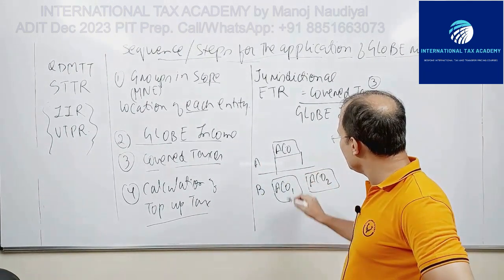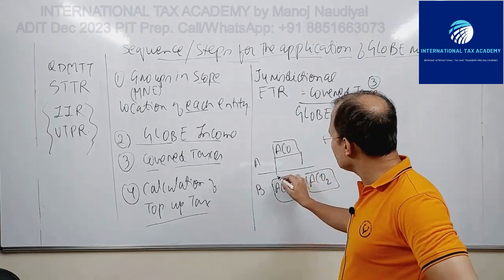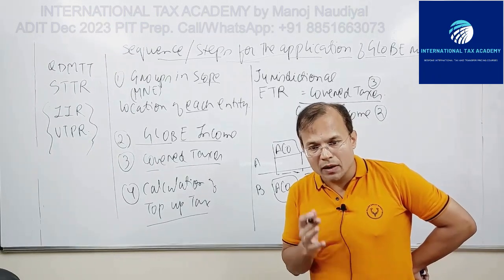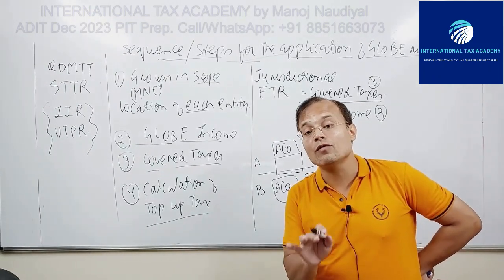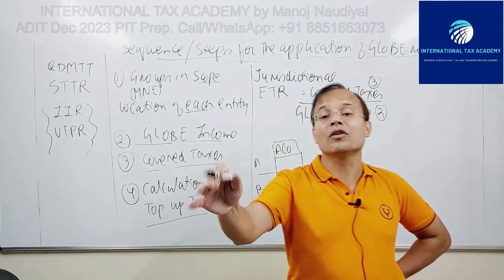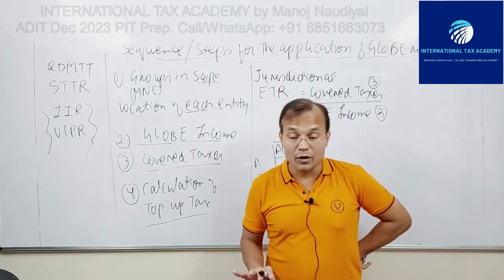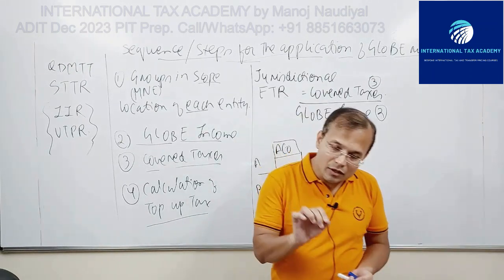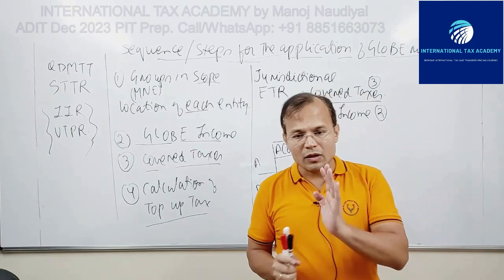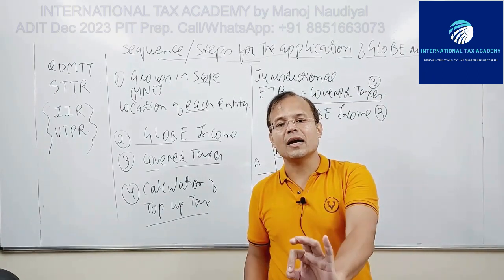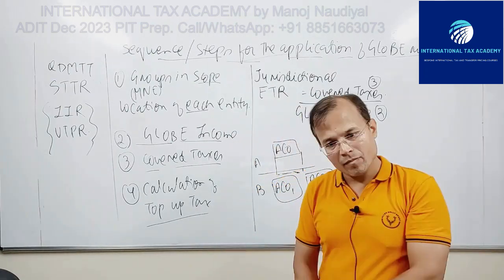Supposing this is ACO, it might even have a PE, permanent establishment. For the purposes of GLoBE rule, that is taken as a separate constituent entity. We know that PE is not a distinct legal entity, but then GLoBE proposals propose that for the purposes of GLoBE rules calculation, PE would be considered as a separate entity, right?